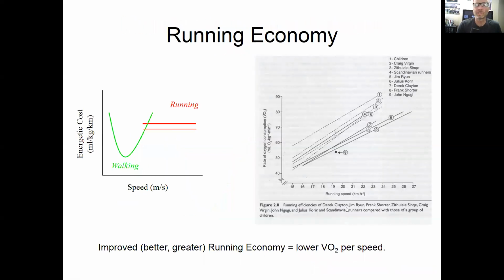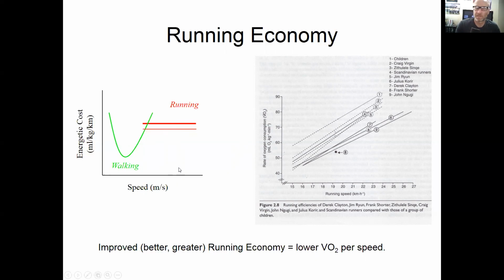So in looking at these different runners, if we look at a more economical runner here versus a less economical runner here, what we're really saying is that the amount of oxygen used for that runner is less for any speed than for other runners who are less economical. They're going to need fewer calories to cover a particular distance than other runners. All right, now let me explain this a little bit more.